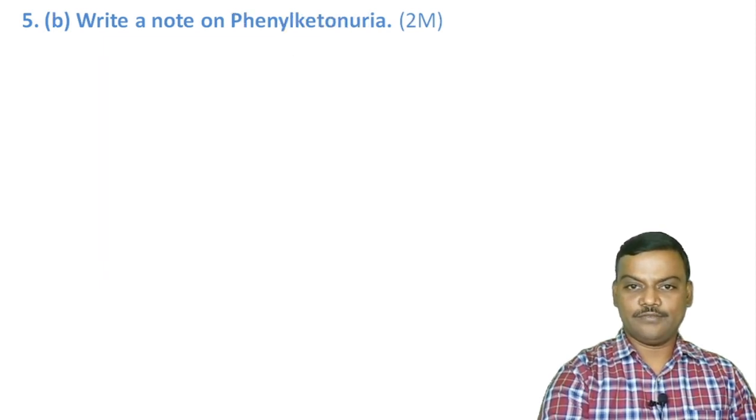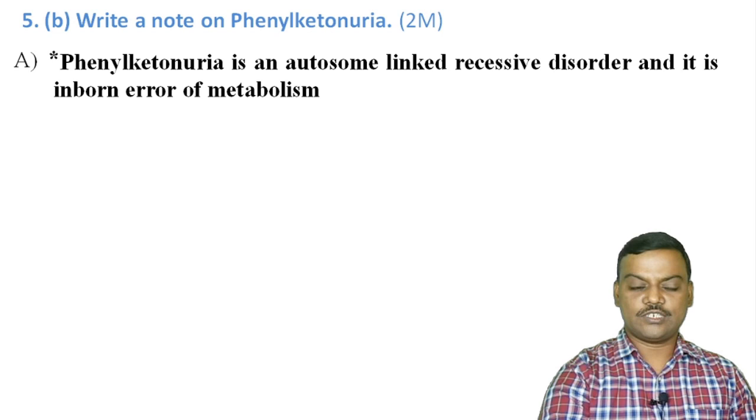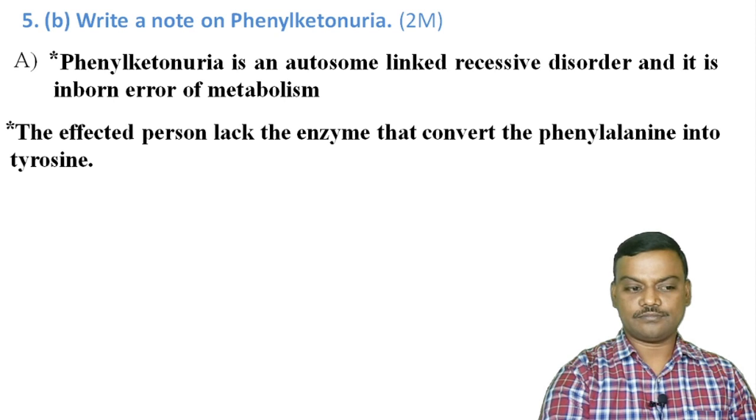One more split question, it is 2 marks. B, write a note on phenylketonuria. The first point is, phenylketonuria is an autosome-linked recessive disorder and it is an inborn error of metabolism.